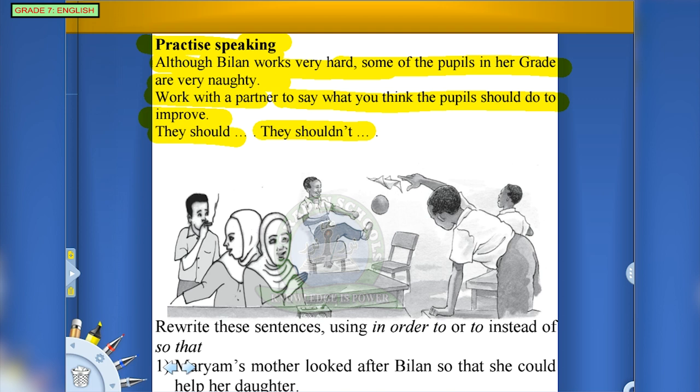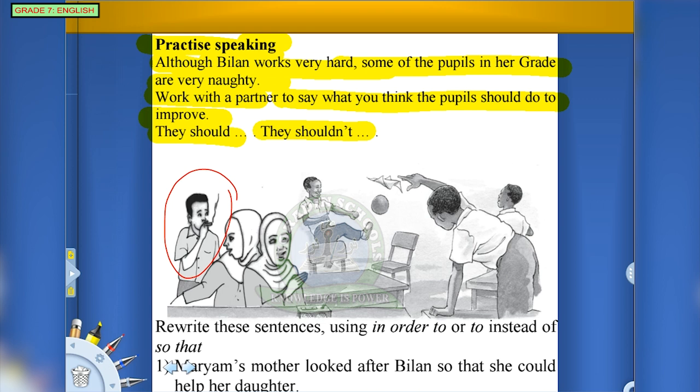Let me say it again. Listen: they should be quiet or silent when they are in the classroom. Okay, here I use they shouldn't. As you see here, this student in the picture is smoking in the classroom. The student I circled, he is smoking a cigarette.